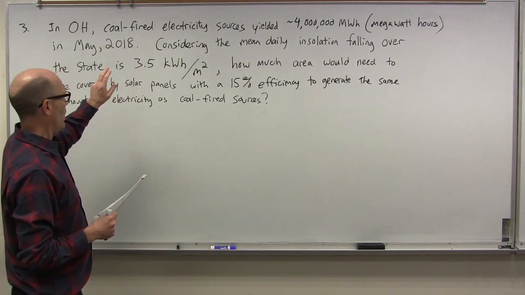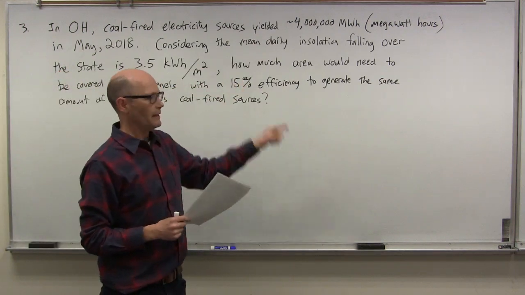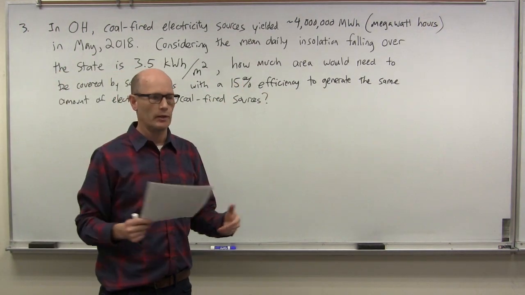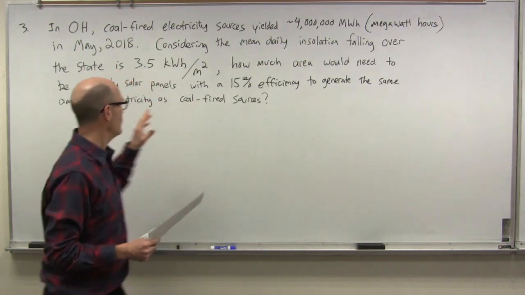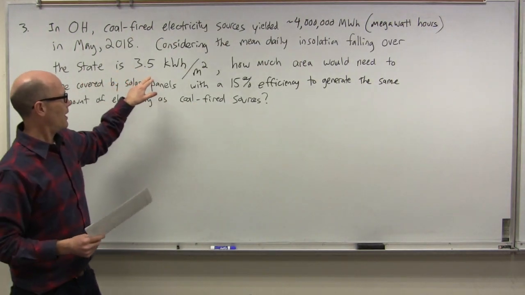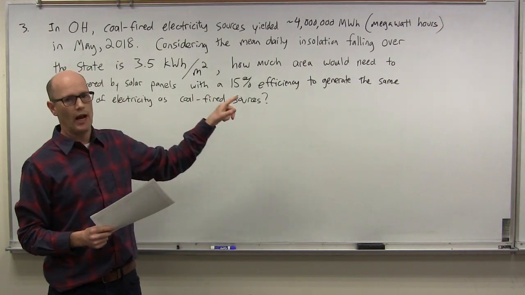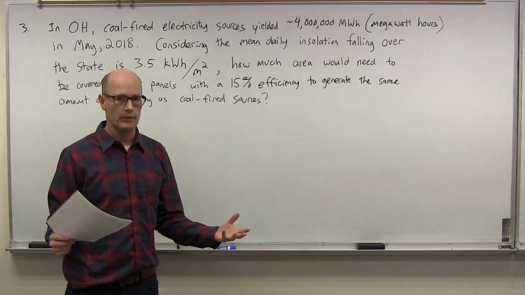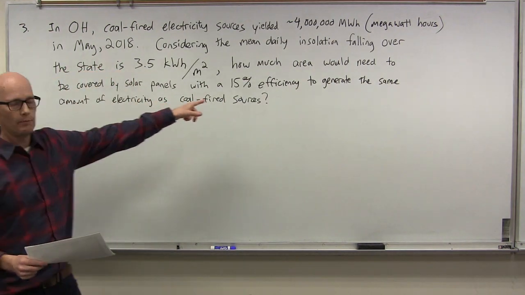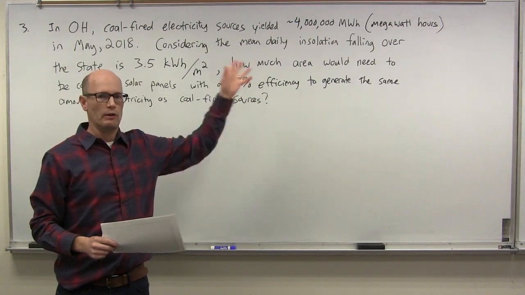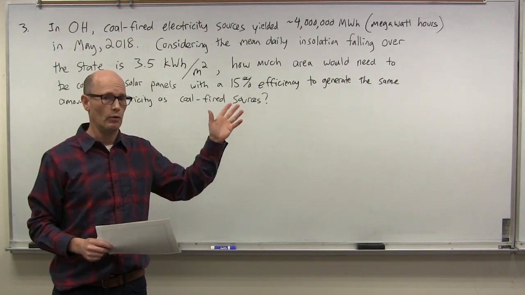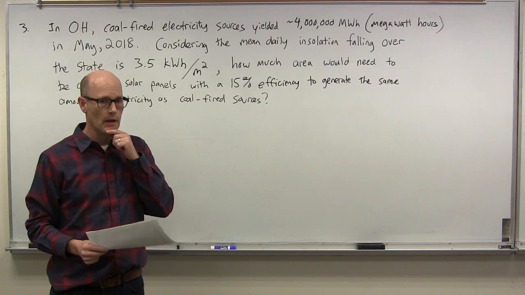All right. Well, considering that the mean daily insolation, that's the amount of solar radiation we're getting from the sun, falling over Ohio, is 3.5 kilowatt hours per square meter. How much area would we need to cover with solar panels that have about a 15% efficiency in order to generate the same amount of electricity, that 4 million megawatt hours?